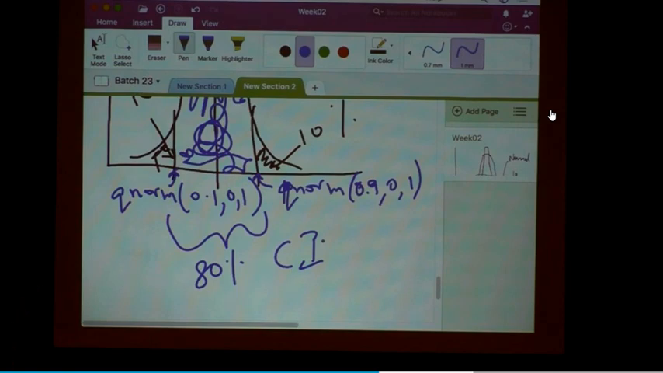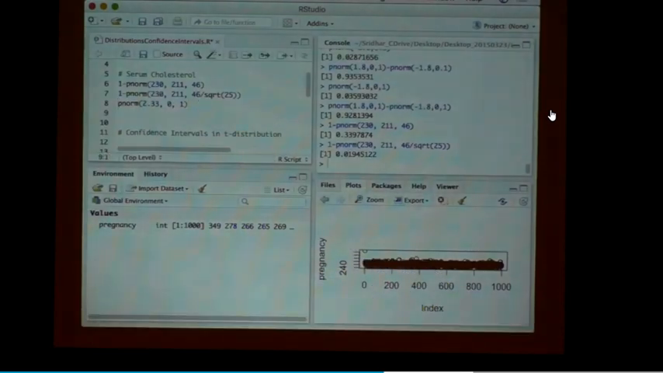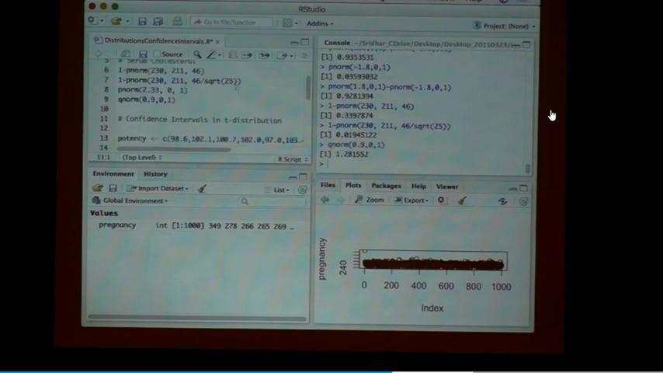Margin of error is whatever the Q norm you get for this. Let's say I do a Q norm of 0.90. That is 1.28. So 1.28 times the standard error is your margin of error.